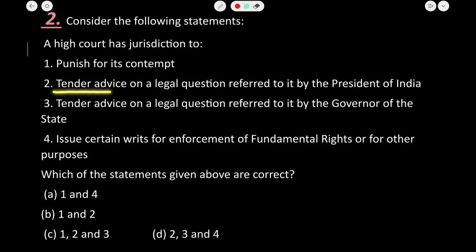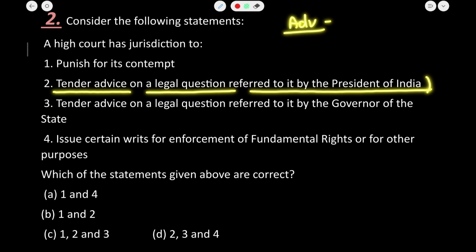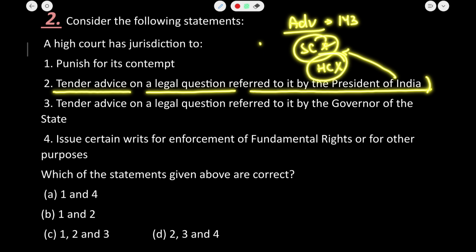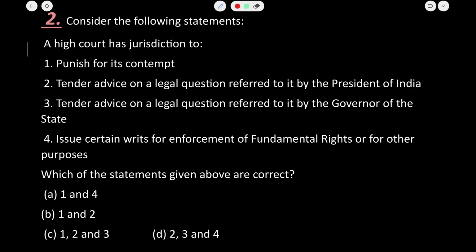Now the second statement: to tender advice on legal question referred to it by the President of India. Now I already told you in the advisory jurisdiction of the Supreme Court under Article 143 that the President may take advice from the Supreme Court of India and not the High Court. So the second statement here is absolutely wrong. Straight away we will come to the answer, that is 1 and 4. But let us see the other options as well.